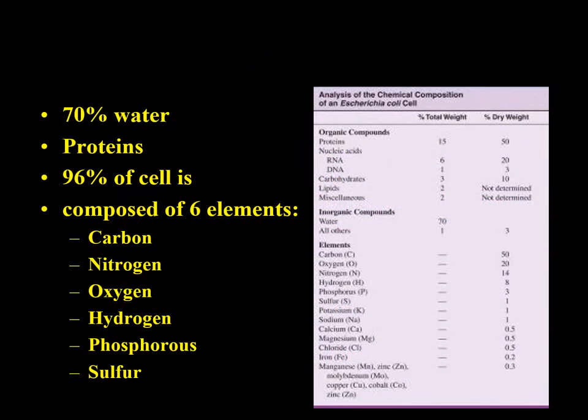In the bacterial body or bacterial cell, there is 70% water and protein. 96% of the cell is composed of 6 essential elements: carbon, nitrogen, oxygen, hydrogen, phosphorus, and sulfur, and the percentages appear in this table.